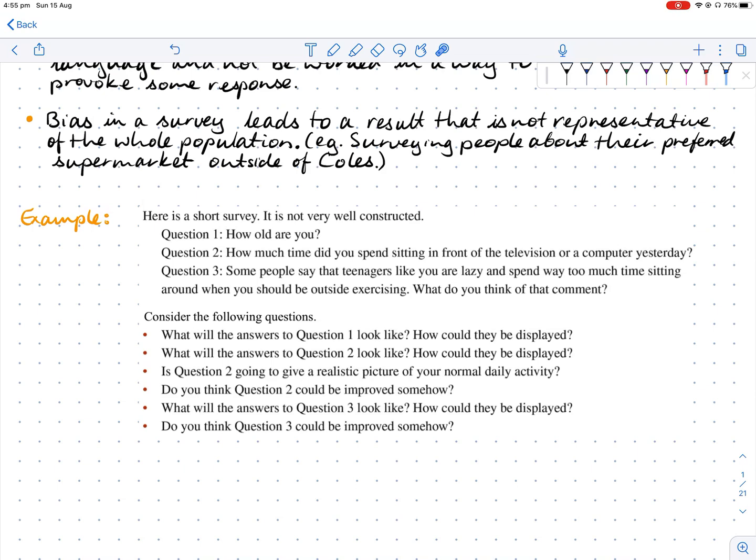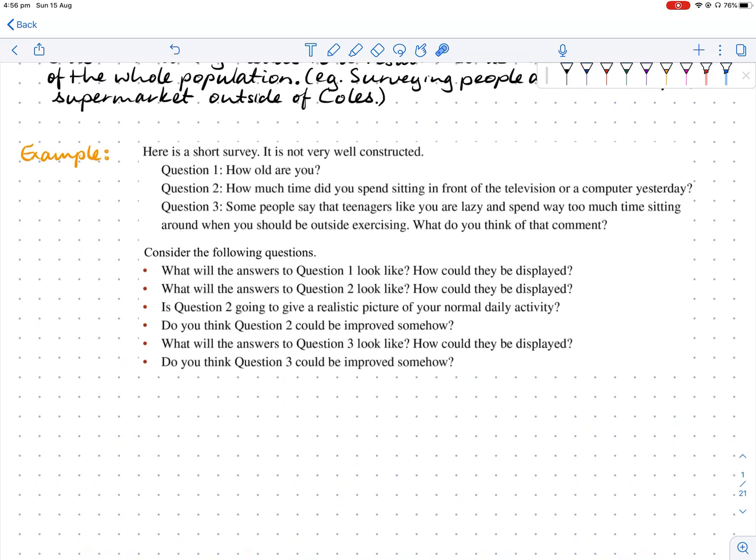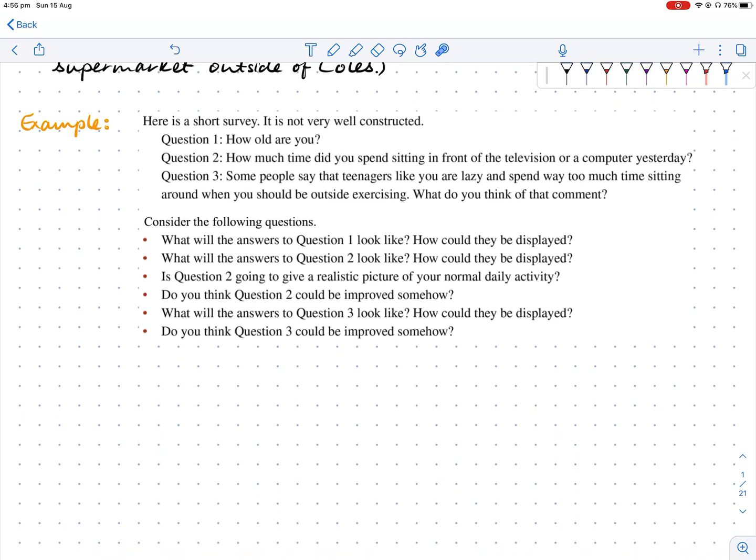So obviously, even though it's simple language, the questions can be quite ambiguous. There's not a lot of scope for knowing exactly what the question's asking for. So just have a bit of a think about those, and maybe write down a couple of comments about each of those questions.